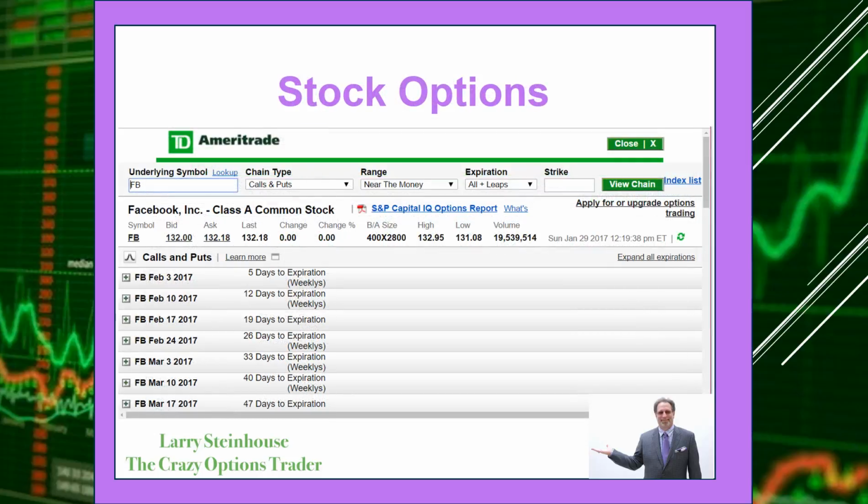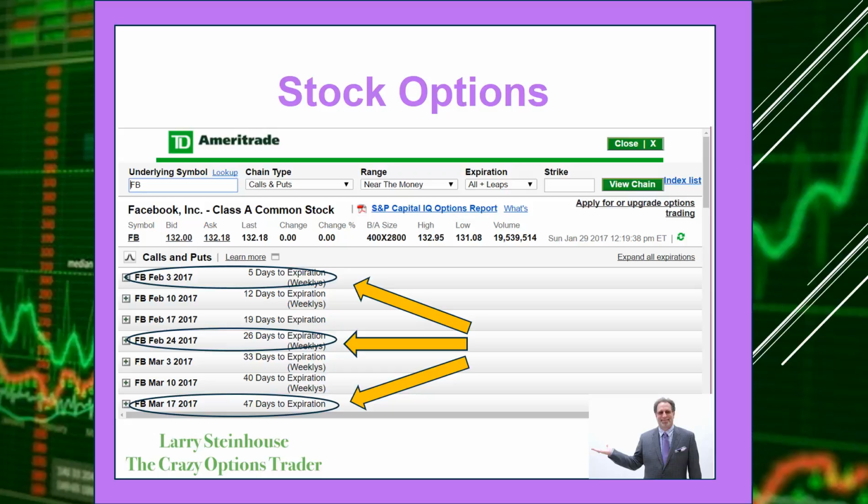Okay, now take a look at this. For example, this would be February 24th, which would be 26 days to expiration. This would be February 3rd, from this date, which would be 5 days to expiration. Or this one would be 47 days to expiration. Now, as you could probably tell, the longer the time, the more time premium you will pay. So when clicking for options, understand that the further you go out, the more expensive they're going to be.